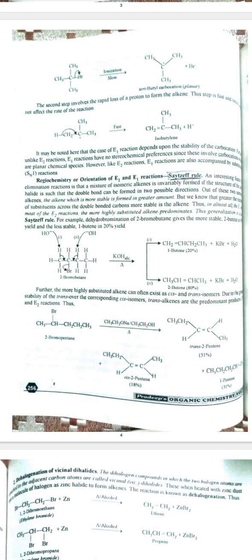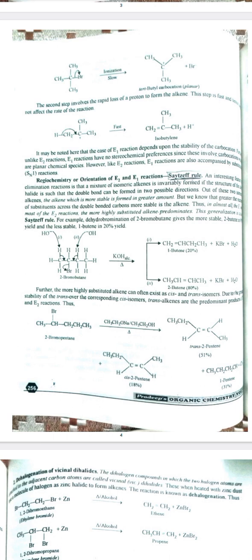stability of the carbocation. Further, unlike E2 reactions, E1 reactions have no stereochemical preferences since they involve carbocations which are planar chemical species. However, like E2 reactions, E1 reactions are also accompanied by substitution SN1 reactions.